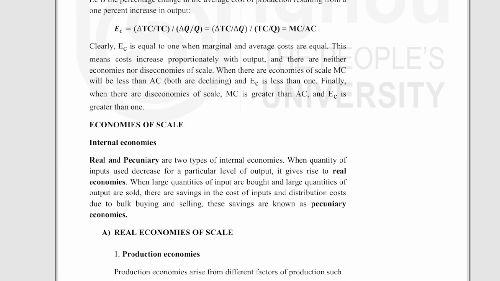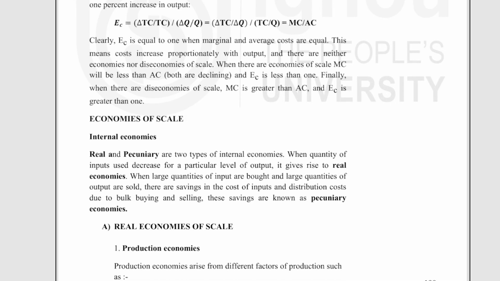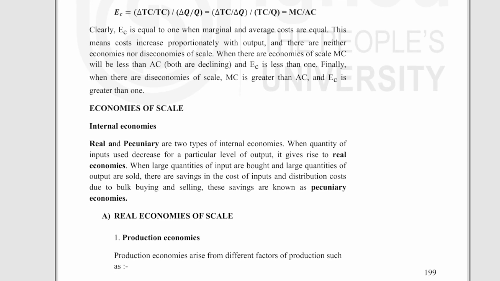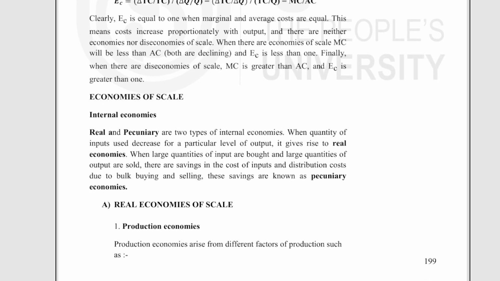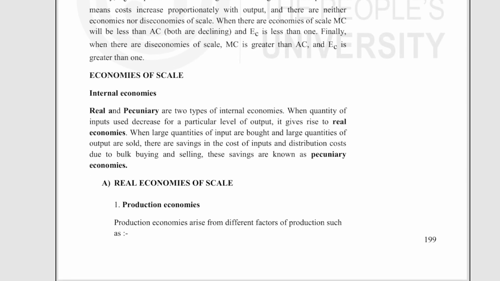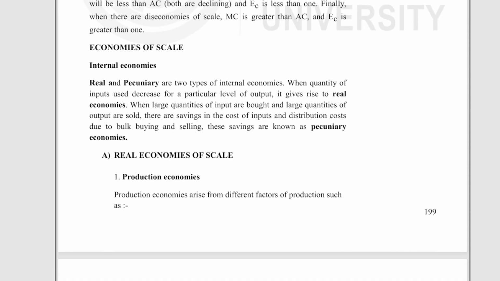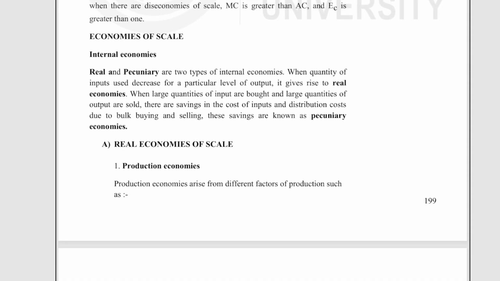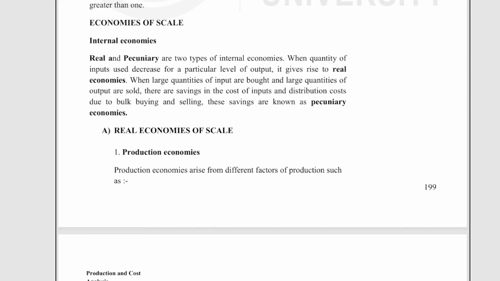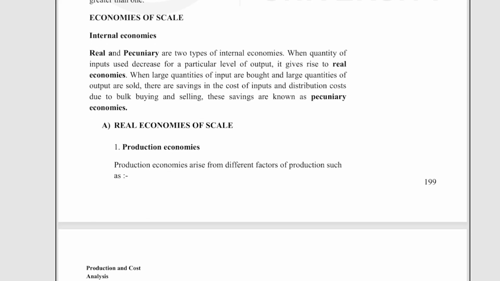This means cost increases proportionately with output, and there are neither economies nor diseconomies of scale. When there are economies of scale, MC will be less than AC, that is both are declining, and EC is less than 1. And finally, when there are diseconomies of scale, MC is greater than AC and EC is greater than 1. Next is economies of scale, that is internal economies.